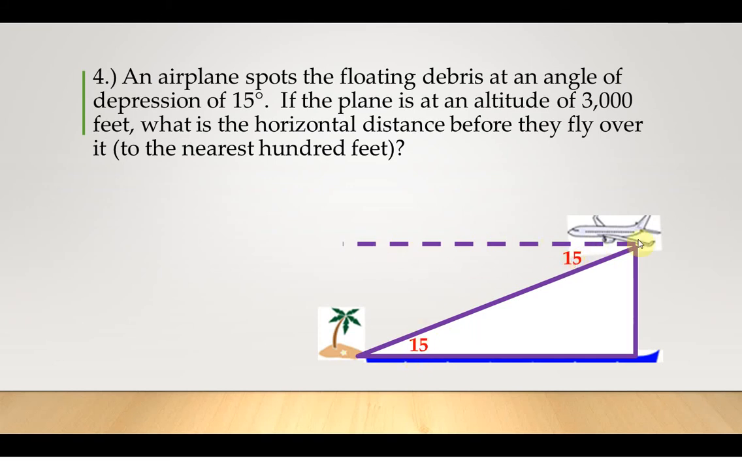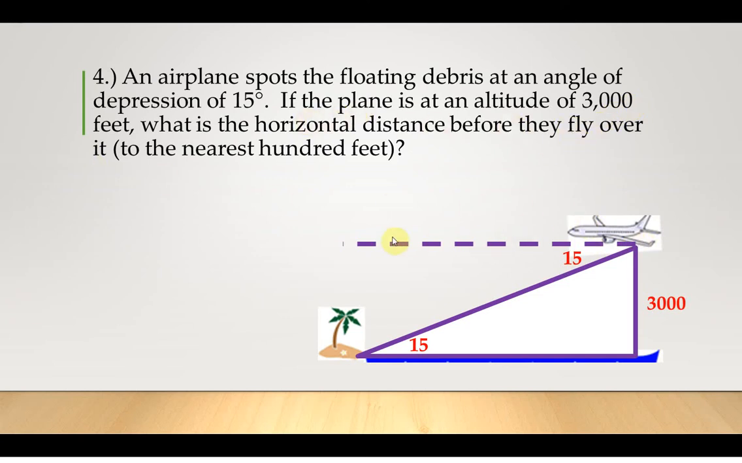You do have to show this, though. If you just put it in for the angle of elevation, it's going to be assumed that you thought it said angle of elevation. So you have to show the angle of depression. It's at an altitude of 3,000. Altitude is the same as height. What is the horizontal distance before they fly over it?